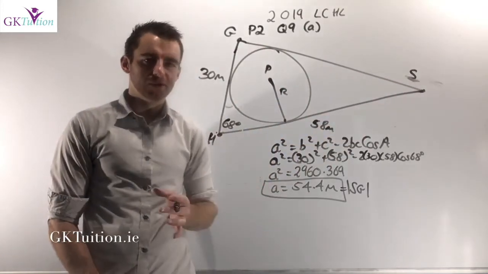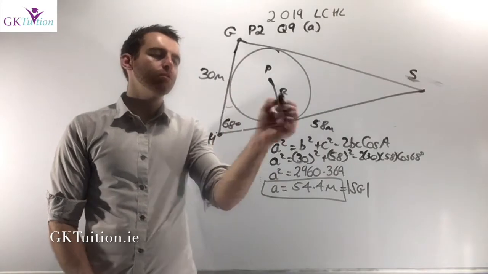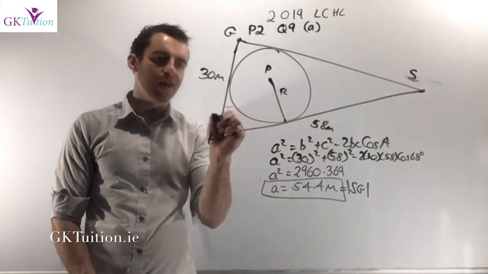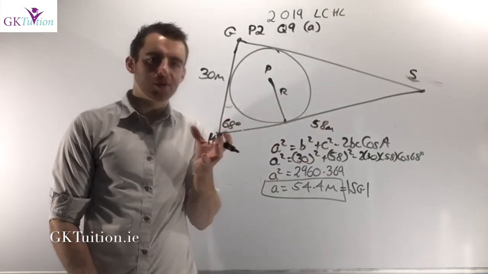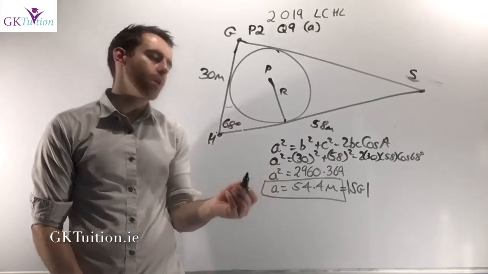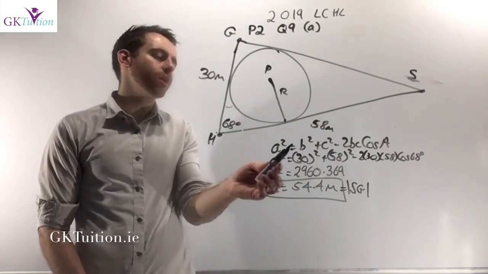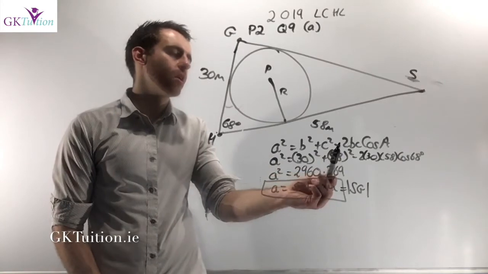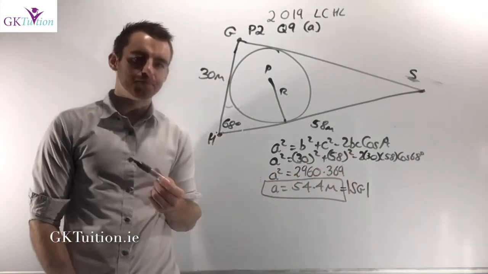Well, this is a relatively straightforward question. If you know two sides of a triangle and the angle in between them, then you can just use the cosine rule to get the other side. The cosine rule is that a squared is equal to b squared plus c squared minus 2bc cos A.